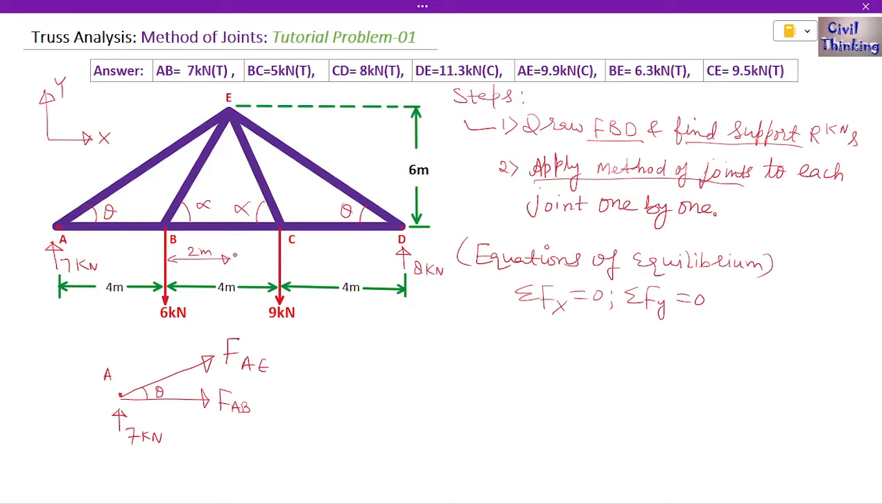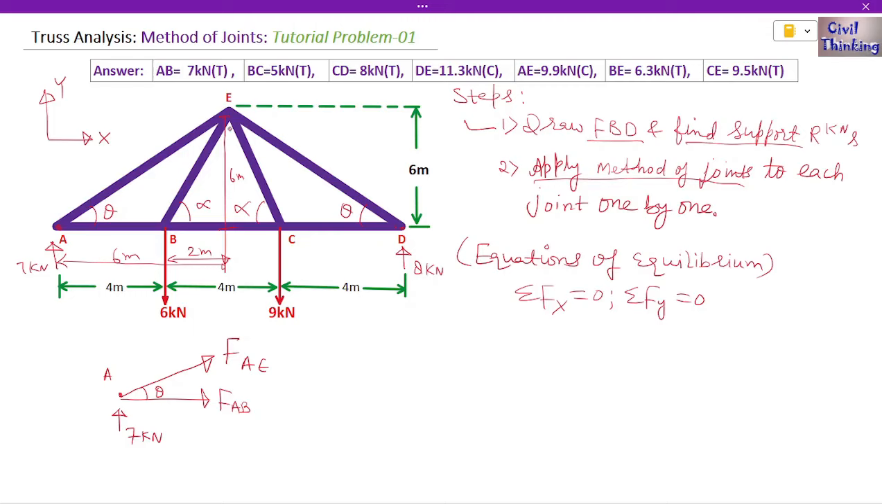This normal is basically bisecting this BC into two equal parts. So this is 2 meter and this is 2 meter. So total distance from A, from this to this point, is 4 plus 2, which is 6 meter. This is 7 kilonewton, I will write it here. And what is the vertical distance from here to here? It is 6 meters, right. So this is 6 meters.